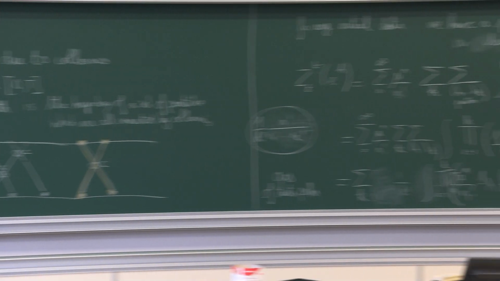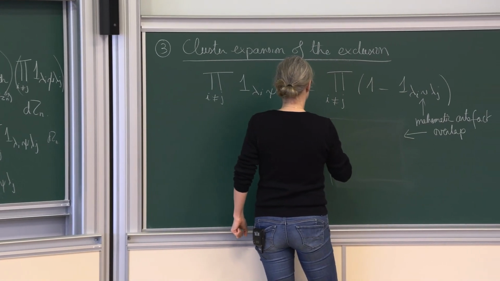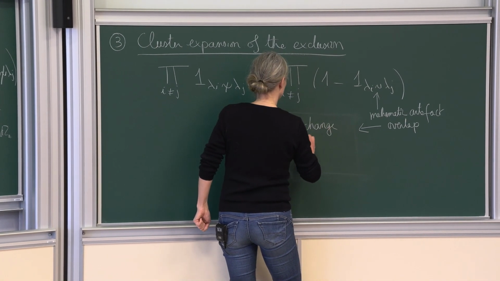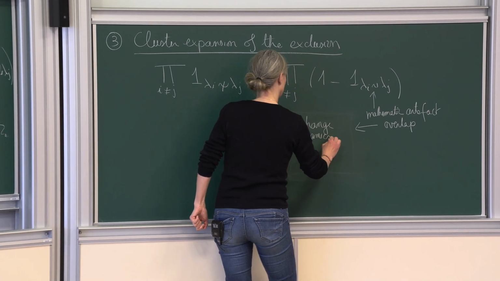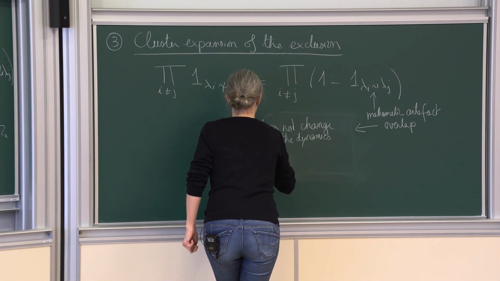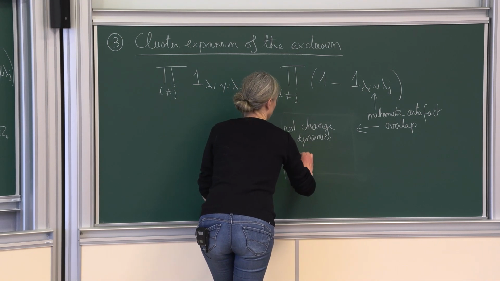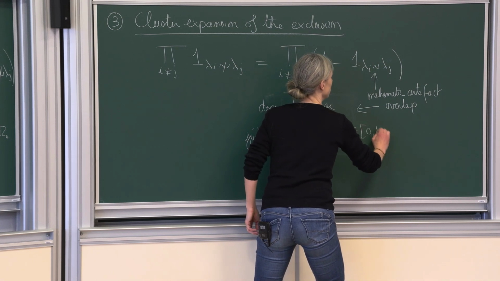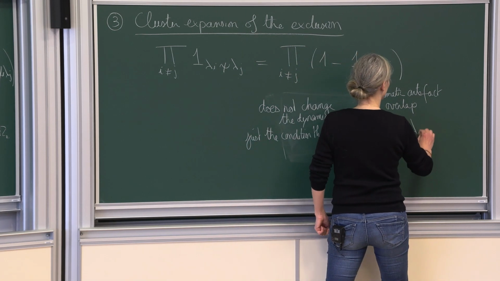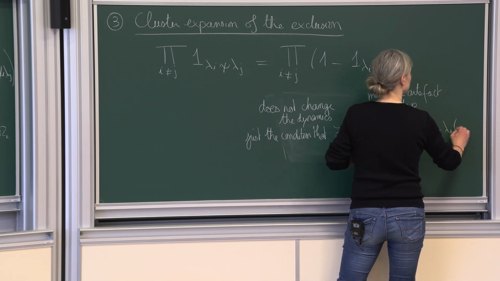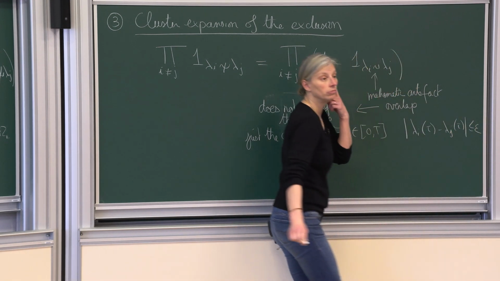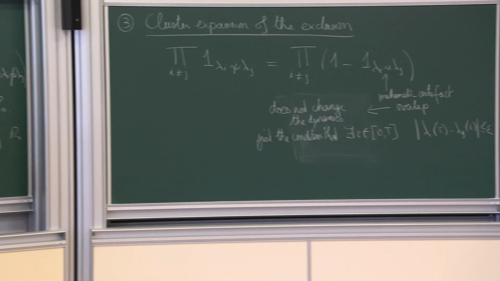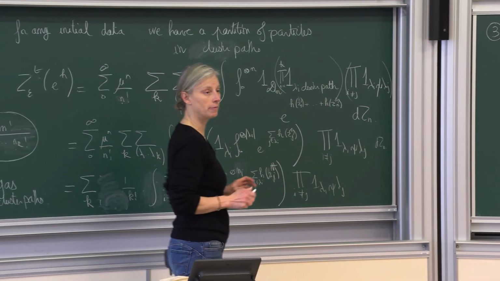So the overlap does not change the dynamics. This is just a condition on the distance, just a condition that there exists a time tau in 0 to t such that the distance between lambda i at time tau and lambda j at time tau is less than epsilon. That's just the definition of an overlap. But then each cluster path does its own business.